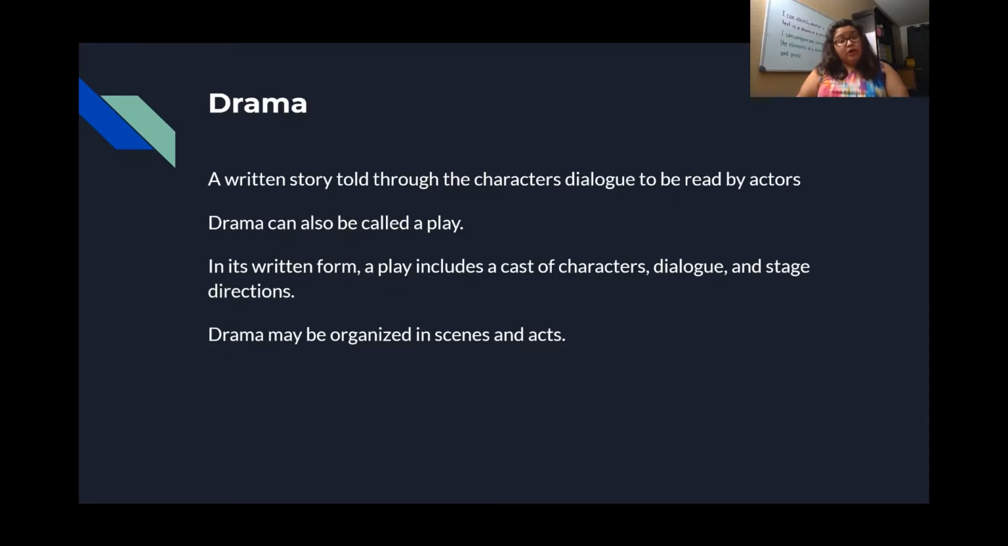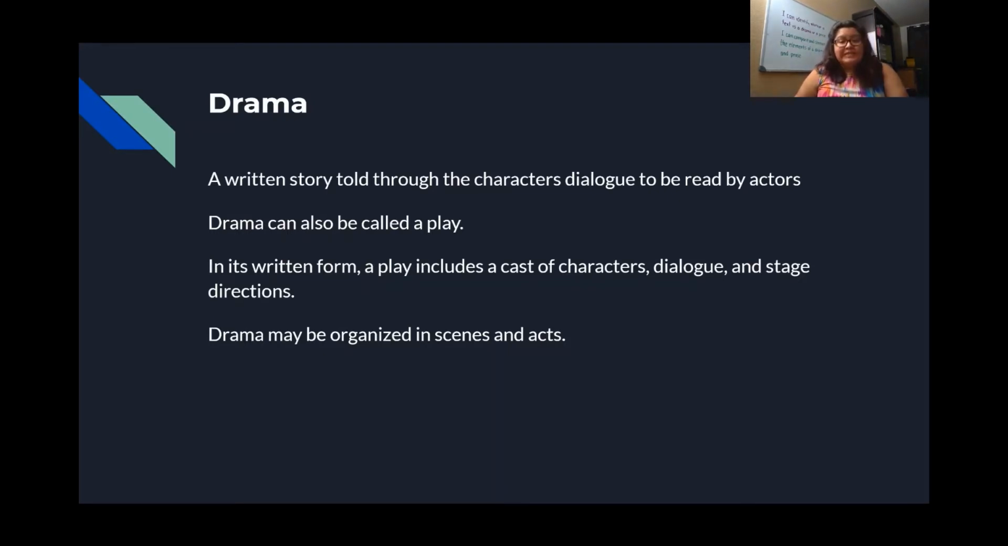All right, moving on. Drama is a different type of text format. A drama is a story told through the characters' dialogue that's to be read by actors. A drama can also be called a play. In its written form, a play includes a cast of characters, dialogue, and stage directions. And drama may be organized in scenes and acts.